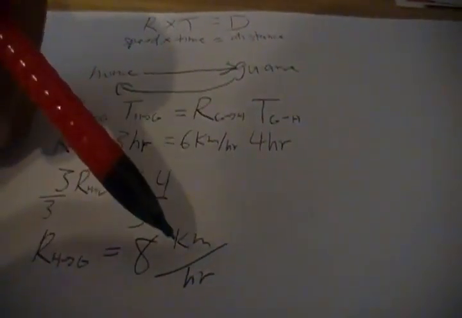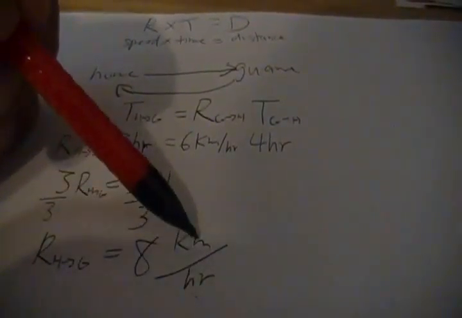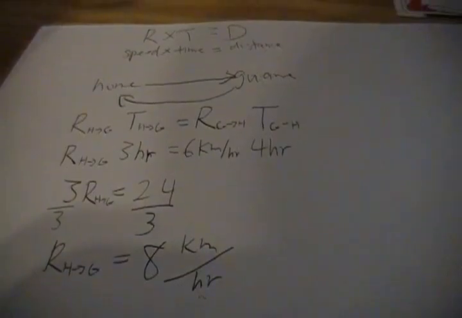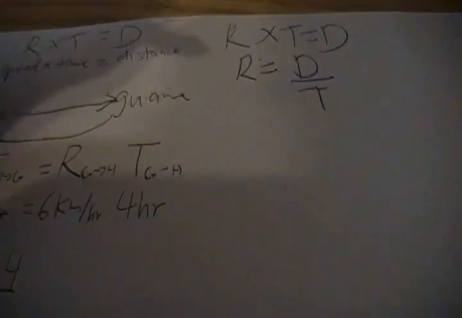So rate is always distance over time, so it's going to be kilometers per hour. The reason is that if you look at this formula, rate times time equals distance, then to solve for rate, it's distance over time. In this case, it's distance in kilometers over time in hours. So it makes sense.